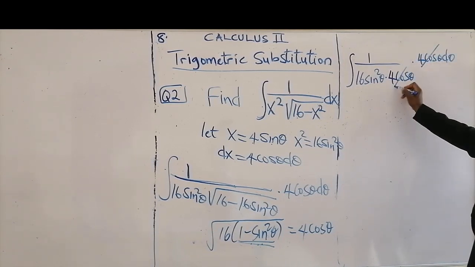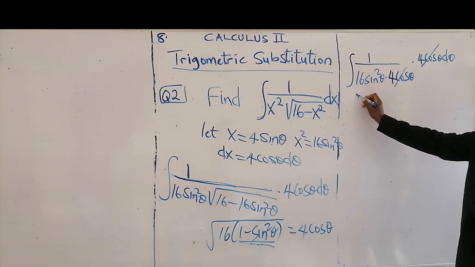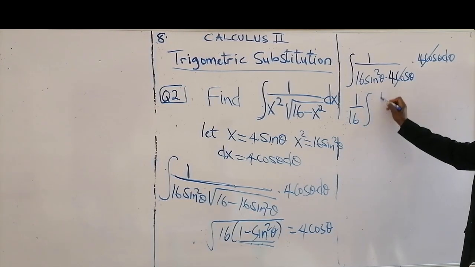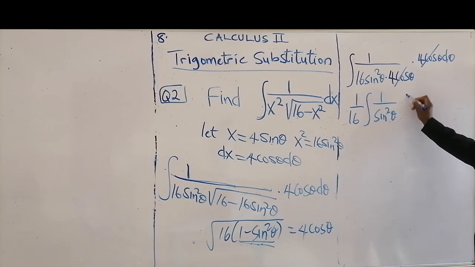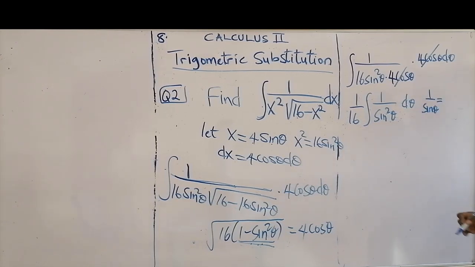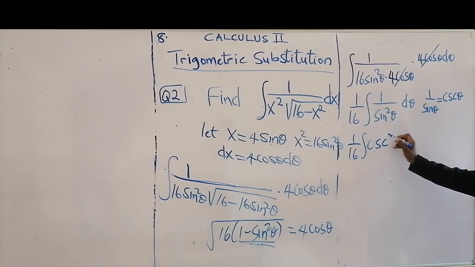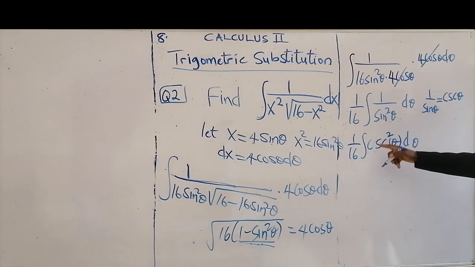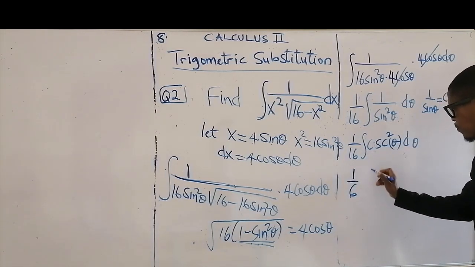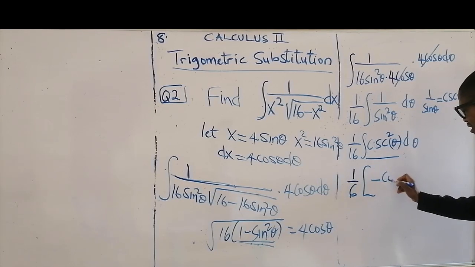So this one and this one cancel. We can take this 16 outside, that's 1 over 16 integral of 1 over sine squared theta d theta. Don't forget that 1 over sine theta is called cosec, which has this symbol. So this will now give us 1 over 16 integral of cosec squared theta d theta. The integral of cosec squared theta has a direct table, and that is minus cot theta.